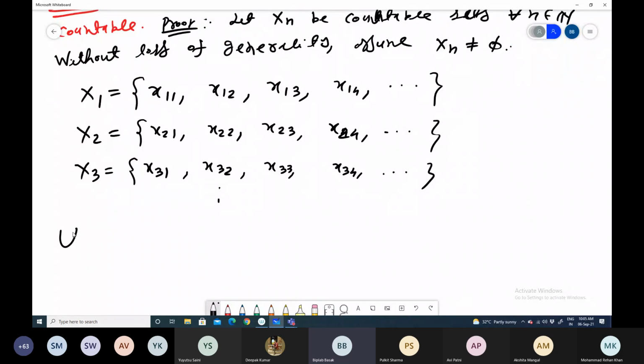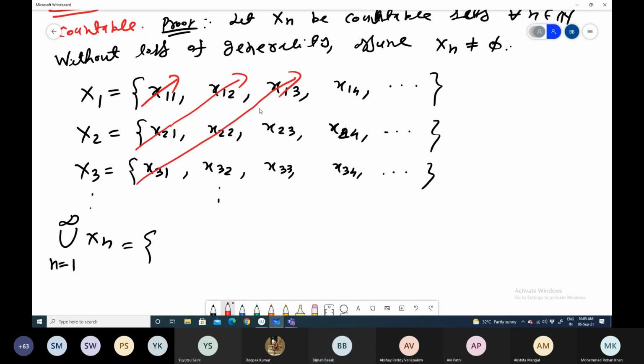Now can you give me the list, how to count the elements of these unions? How to count? So we can count diagonally. Exactly, that is the procedure. This is my first element, this is second, this is third. In this way you can count.